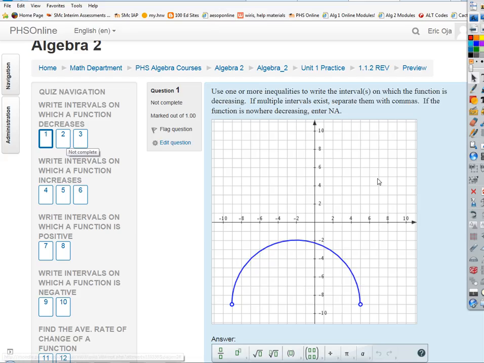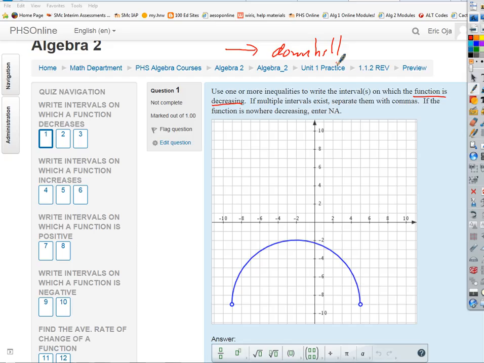Well, no, hold on now. Let me say that again. Use one or more inequalities to write the intervals on which the function is decreasing. So as the ant is moving from left to right, we're always assuming the ant's moving from left to right. I want to know what's going to be happening to him if the function is decreasing. He's going to be walking downhill, right? Does that make sense? So decreasing means that's the same thing as saying that as he goes from left to right, he's walking downhill, right? So where does that happen?